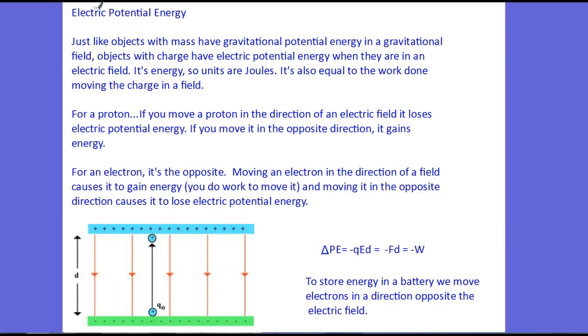Electric potential energy is just like gravitational potential energy in many ways. Objects that have mass in a gravitational field have gravitational potential energy depending on where they are.